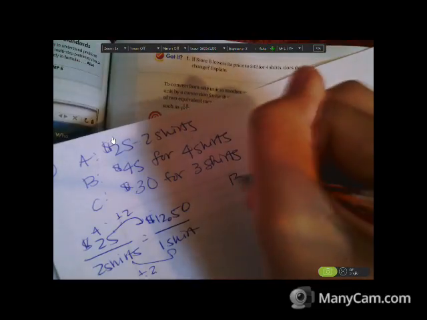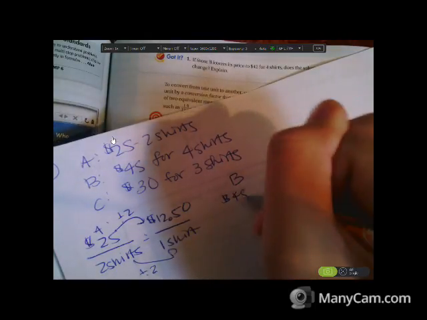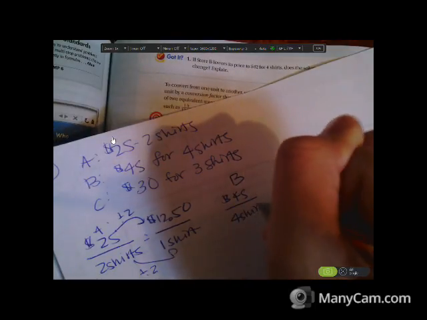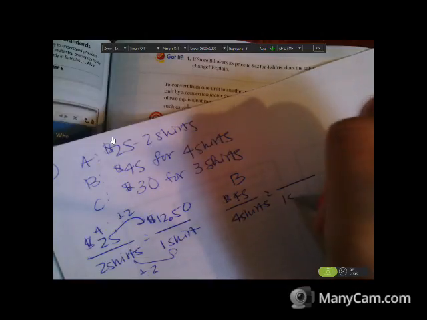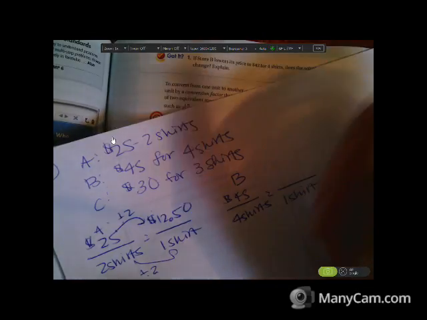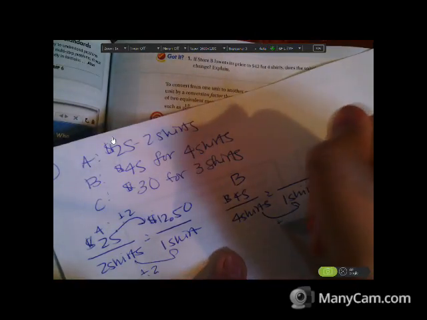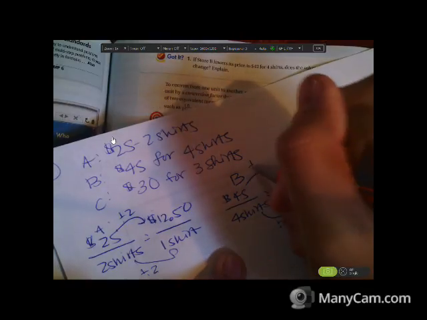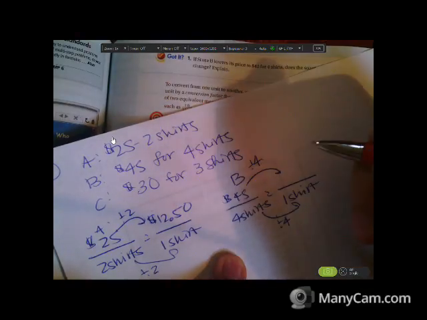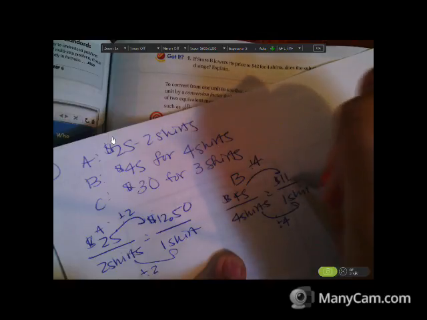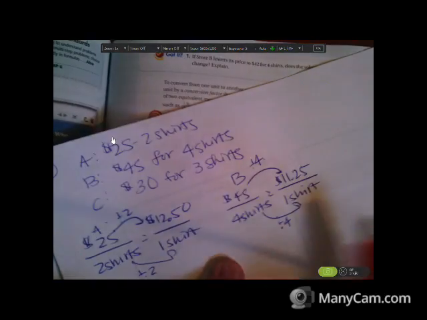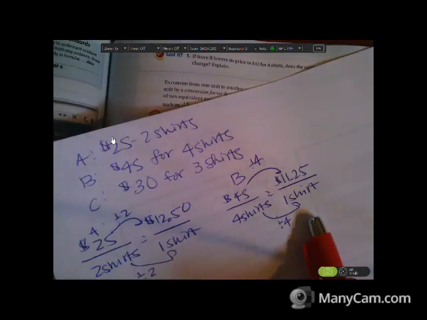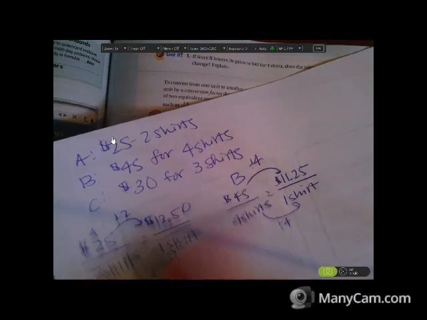Let's look at B. B is $45 for 4 shirts. So, I want to know the price of 1 shirt. So, how do I get from 4 to 1? Divide by 4. So, remember, I do the bottom, I do the top. So, 45 divided by 4 is $11.25. So, store B sells 1 shirt for $11.25. So, this one's cheaper than store A.